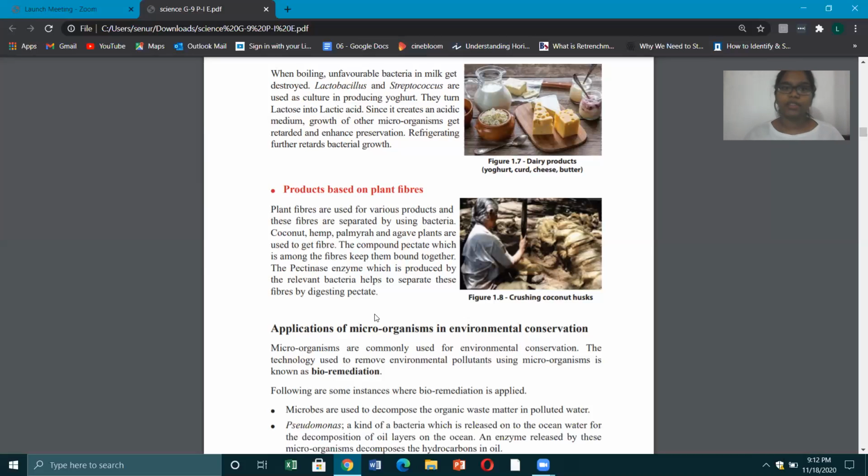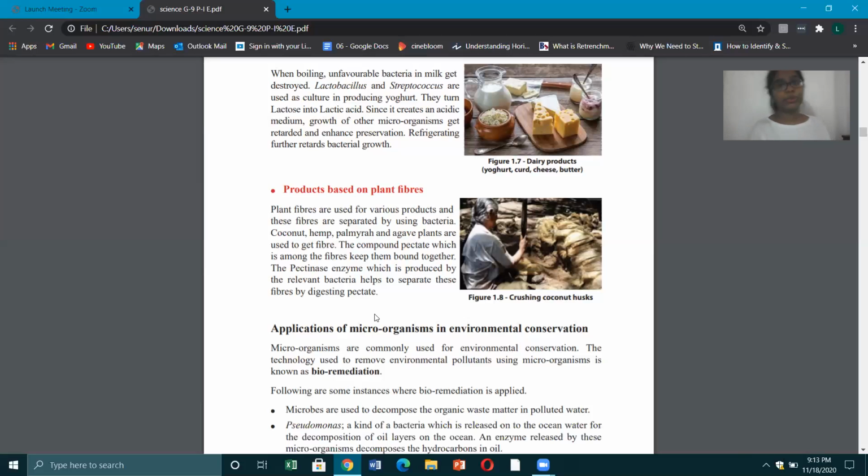Okay, they turn lactose into lactic acid. So with the help of lactobacillus and streptococcus, a reaction occurs where lactose is being converted into lactic acid. Since it creates an acidic medium, now what is the medium? It's an acidic medium.